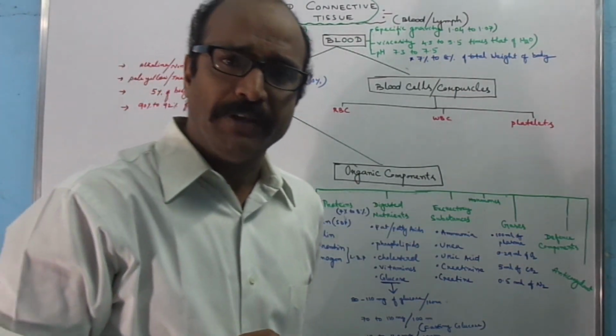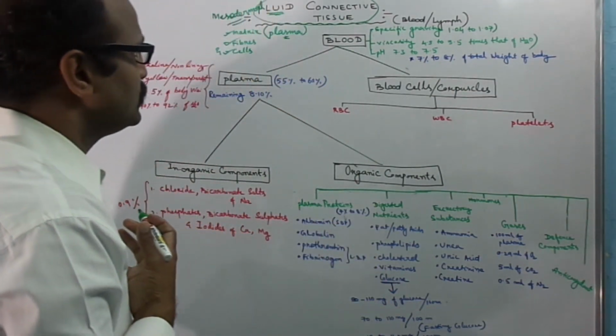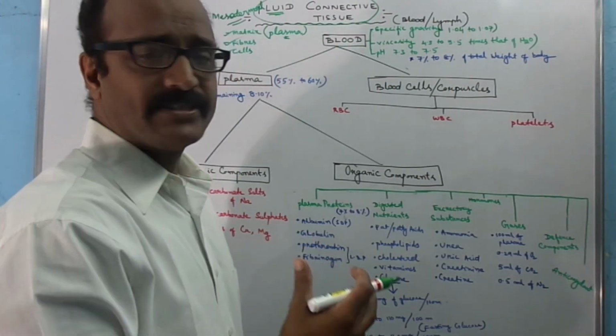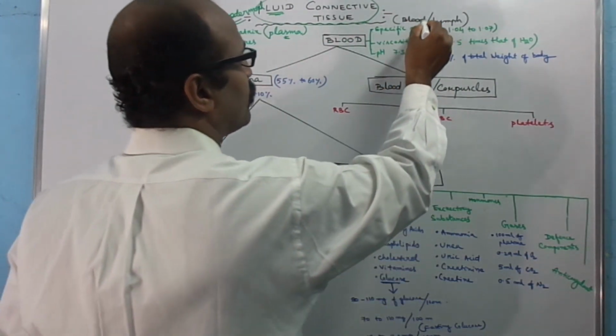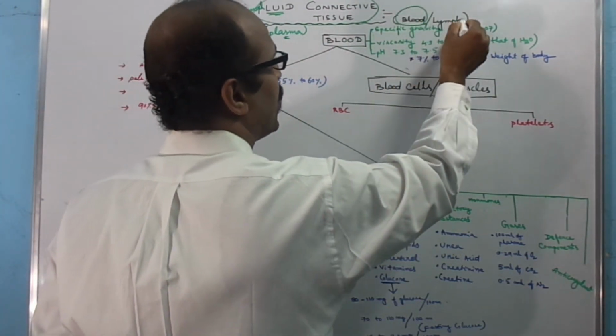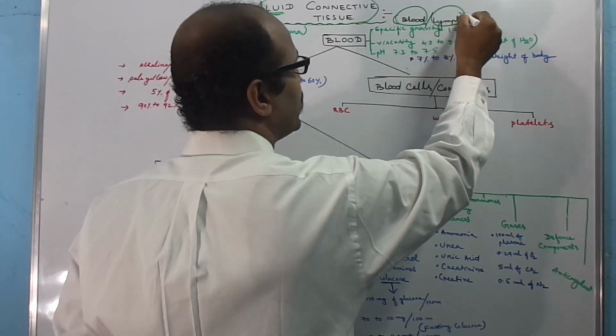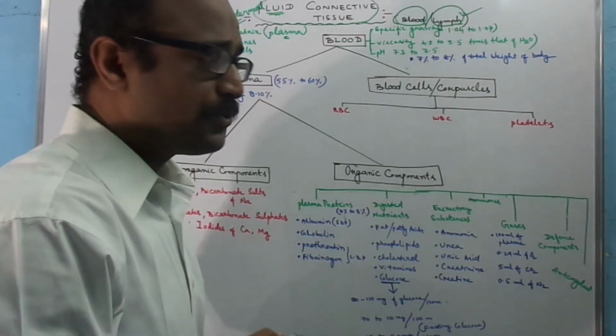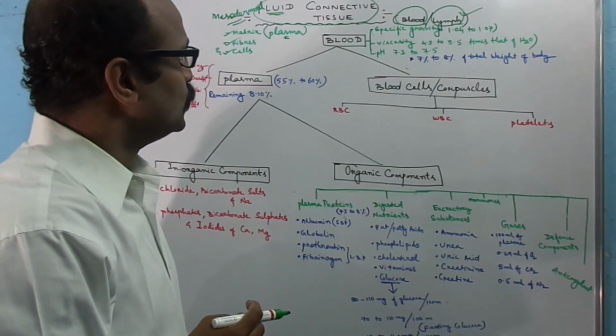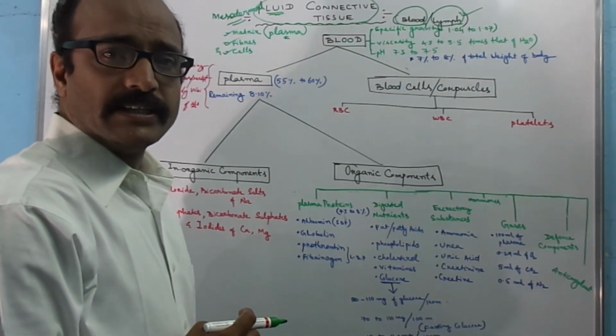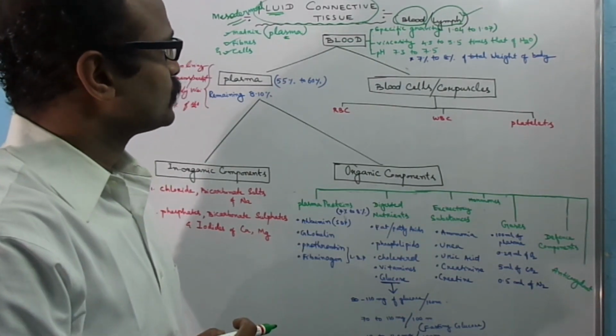So fluid connective tissue in our body has two types. The fluid connective tissue may be blood, and the fluid connective tissue may be lymph. Here I would like to talk only about the blood.